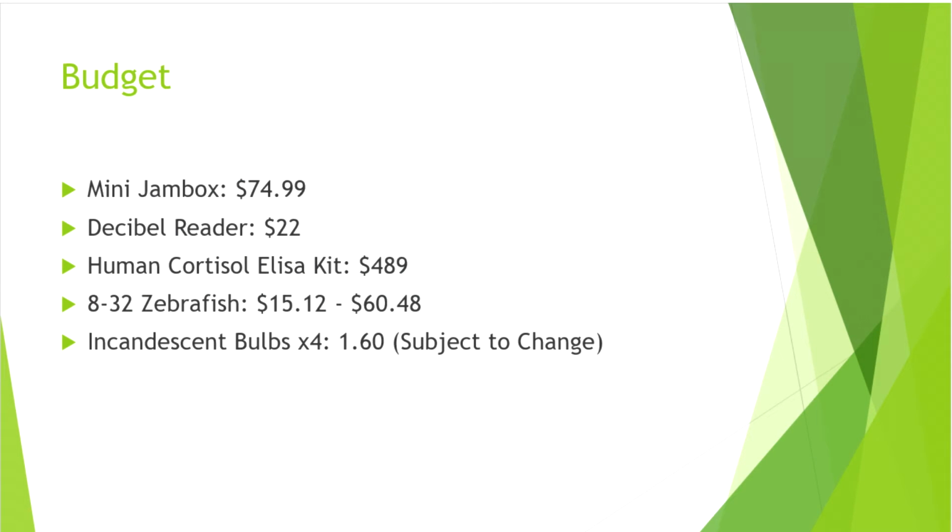The budget will contain a mini Jambox to create the different sound frequencies at the price of $74.99. We will have a decibel reader, which will cost $22. We will use a human cortisol ELISA kit, which will cost $489.